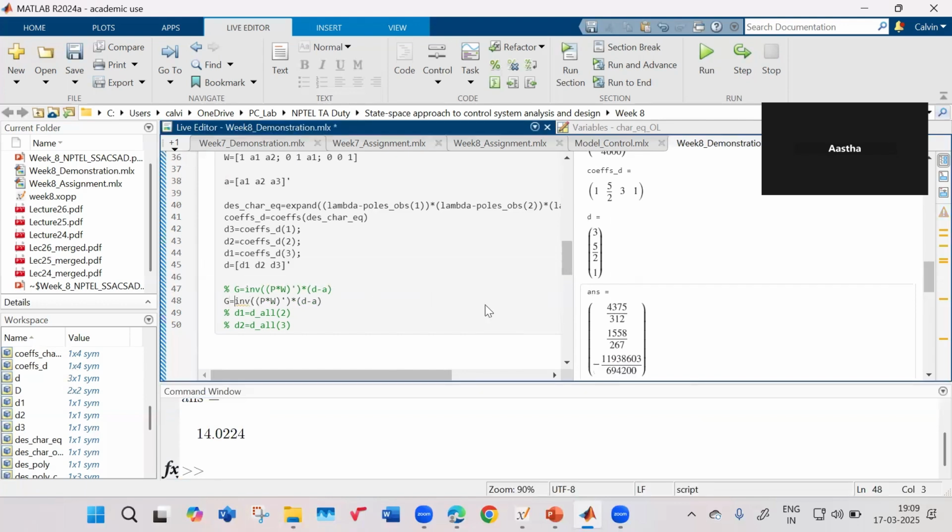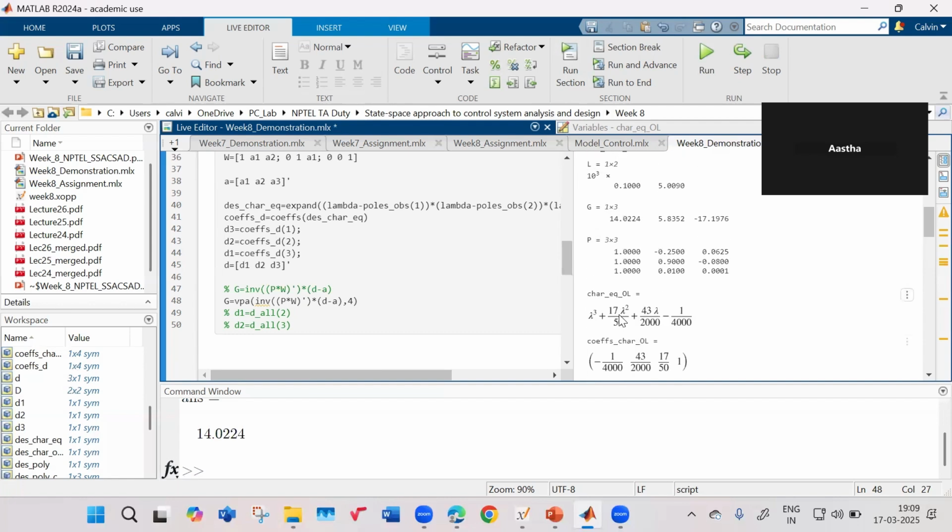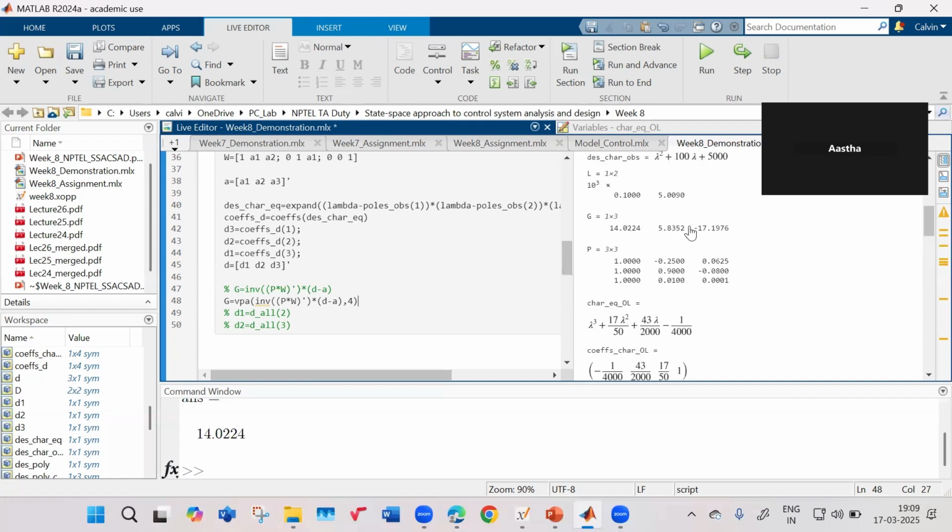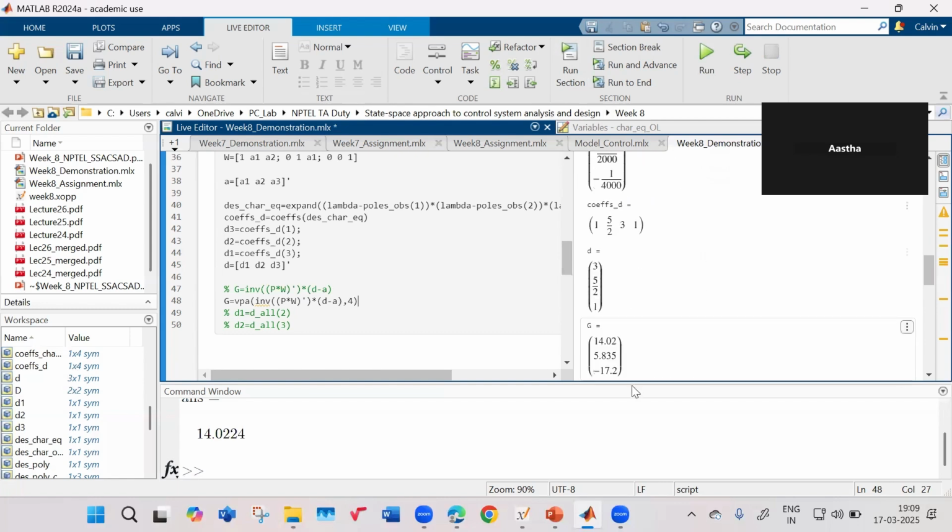So what G is, inverse of this. This is the G which we get. And let us do VPA of this, comma 4. We run it. G actually is 14.02, 5.835, and minus 17.2. And in the previous case, what we got G to be 14.02, 5.835, minus 17.19. Okay, it is somewhat similar. Okay. So this is the logic.